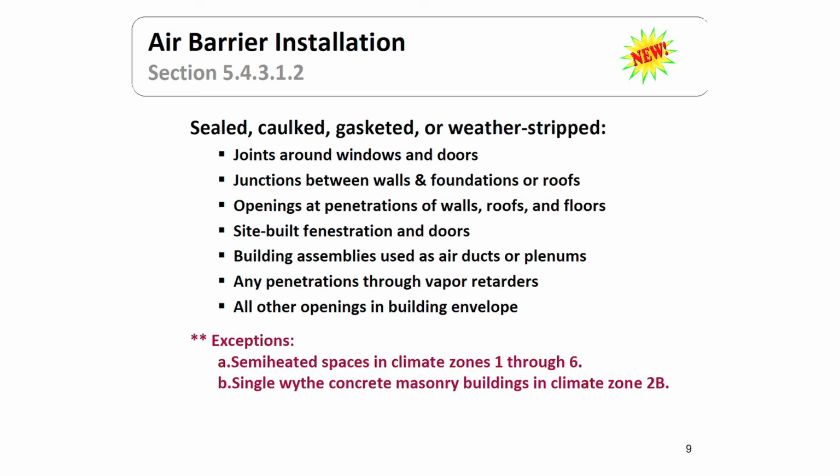As far as installing the air barrier, all the joints around windows and doors have to be sealed. The junctions between the walls and foundations, and openings at penetrations of walls, roofs, and floors. If you have site-built fenestration, doors and so on, that has to be caulked and weather stripped. Building assemblies used as air ducts or plenums have to be sealed. Any other penetration through the vapor barrier in the wall or plenums, and any other opening in the building envelope has to be sealed.